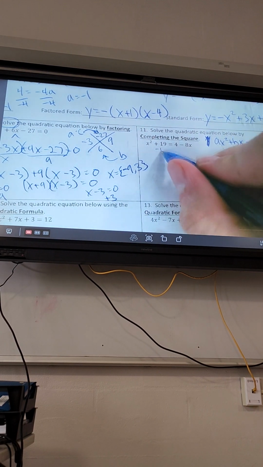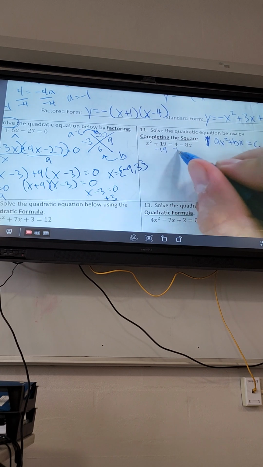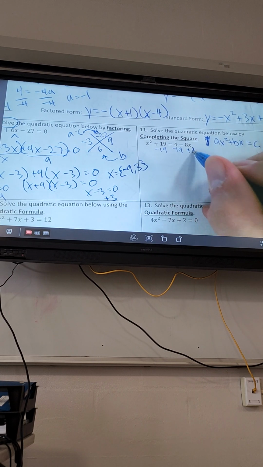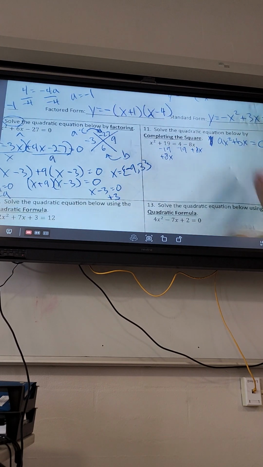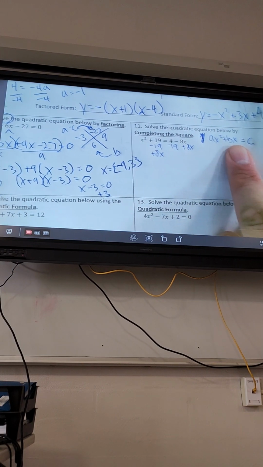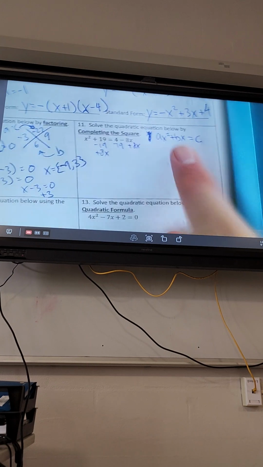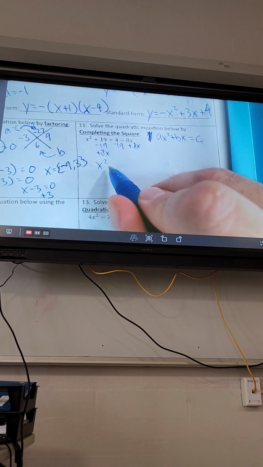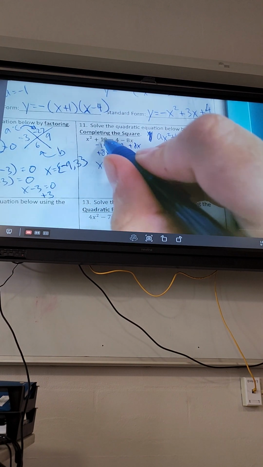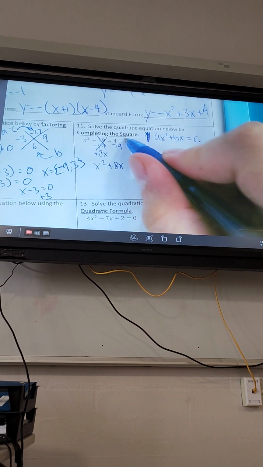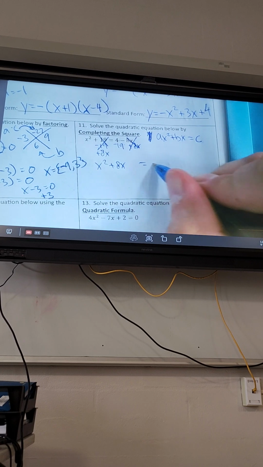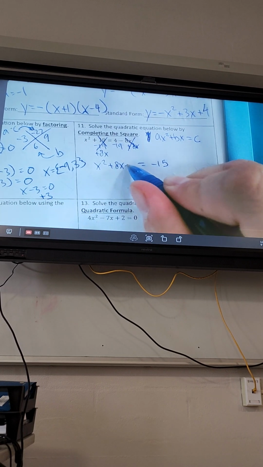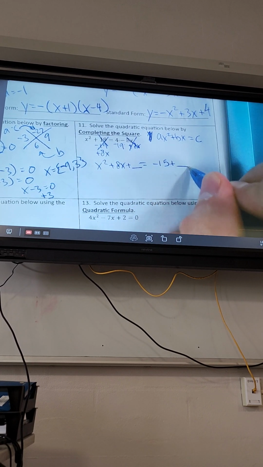I got to subtract 19 from 4. I also got to add 8x to the other side. Because I have to set it up like this for completing the square. Now I'm going to go ahead and go over here. Let's see, x squared plus 8x. 19 and 19 are going to cancel out. Those are going to cancel out. 4 minus 19 is going to be equal to negative 15. Now I'm leaving a space here because we all know with completing the square, there's a space.